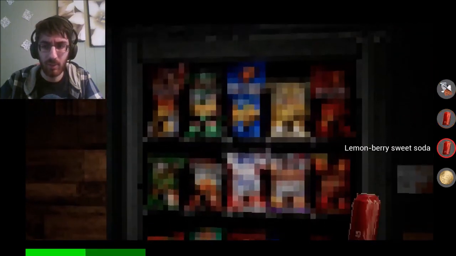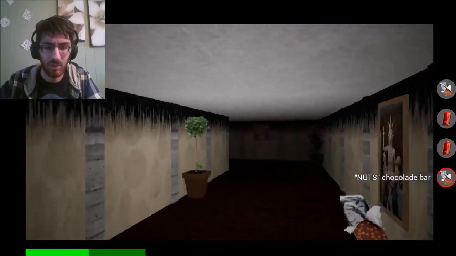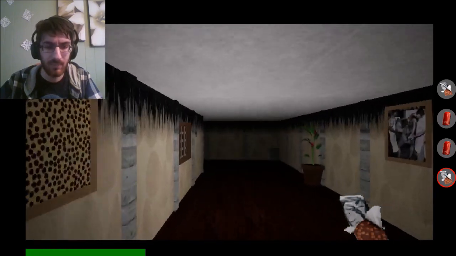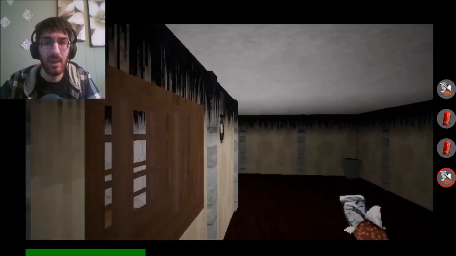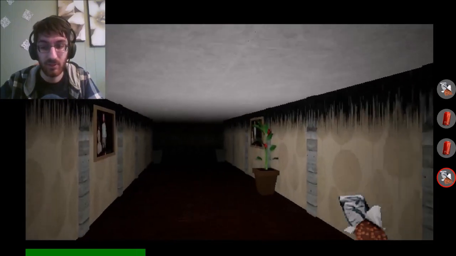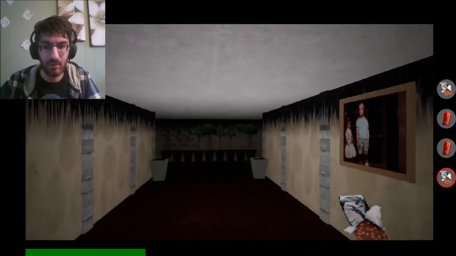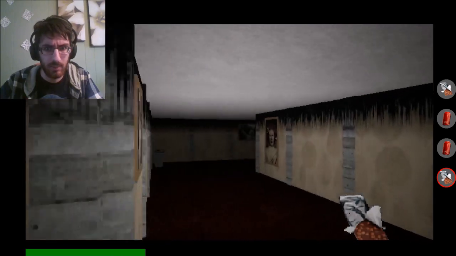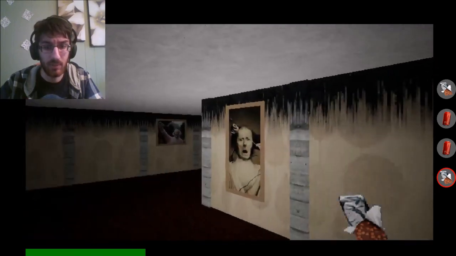So what have we got? Boom. Lemon berry. Another nuts chocolate bar! Does this one give me energy? Is it like this energy flavored zesty bar? I think so. Okay. Let's try going this way. And hope we don't run into freaking Victor.